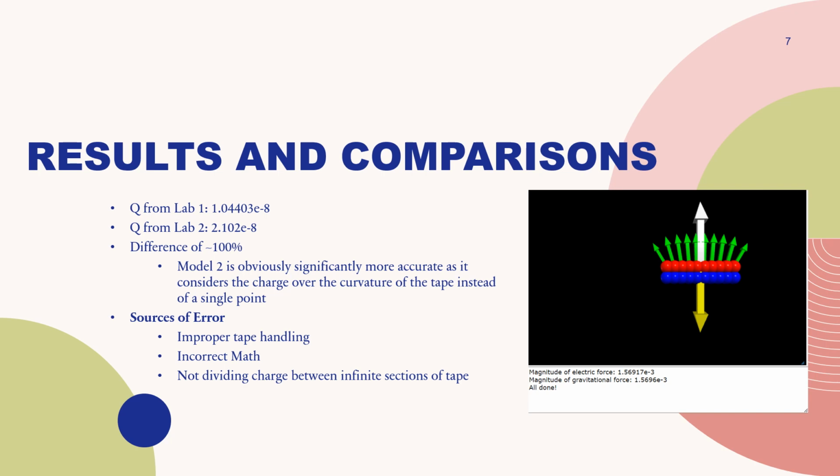So what were our results? Our Q from Lab 1 was 1.04403 e to the negative 8. Our Q from Lab 2 was 2.102 e to the negative 8. Our difference was roughly 100%. Model 2 is obviously significantly more accurate as it considers the charge over the curvature of the tape instead of just a single point. Some sources of error could include improper tape handling during the initial experiment, incorrect math, and we didn't divide charge between an infinite section of tape.